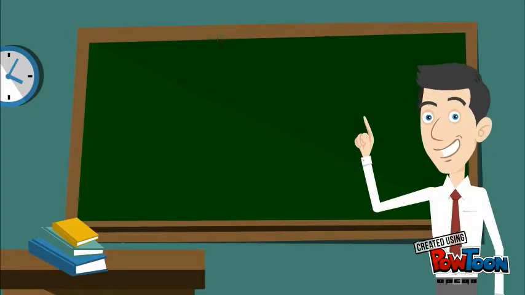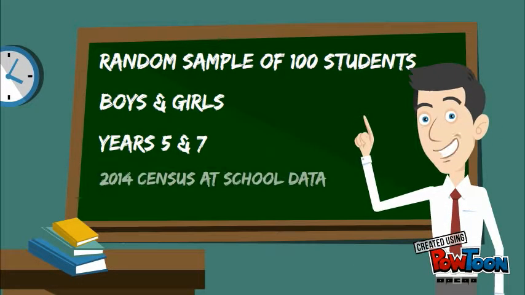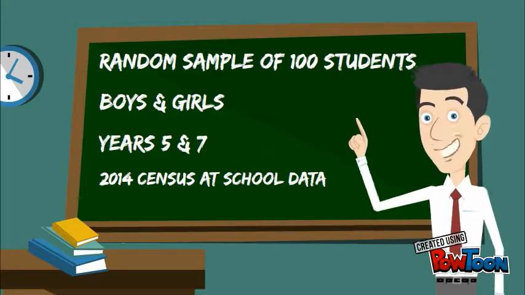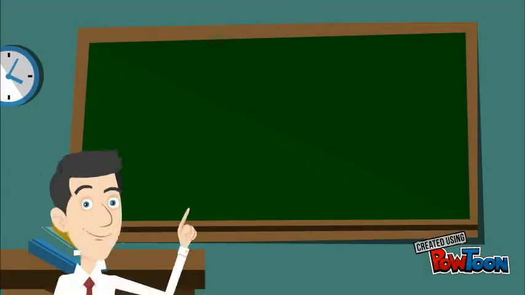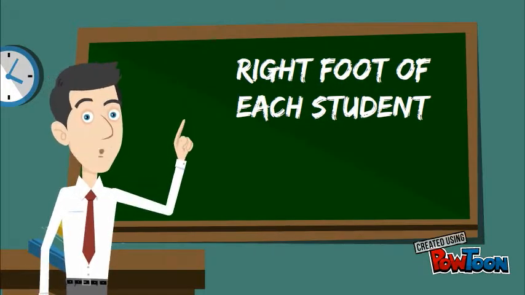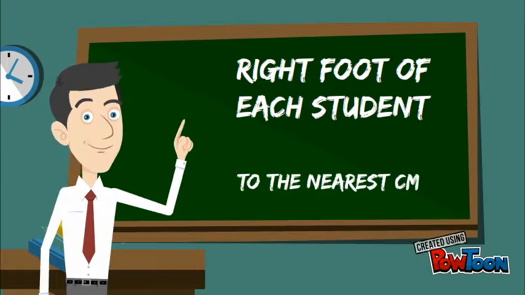I asked for a random sample of 100 students of both boys and girls in year levels 5 and 7 from the 2014 census of school data. It is important to note that only the right foot of each student was measured, and it was measured to the nearest centimetre.